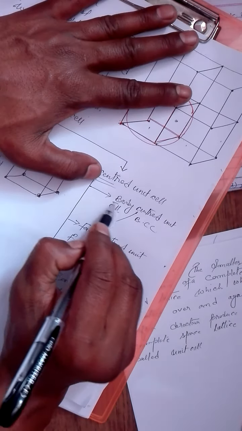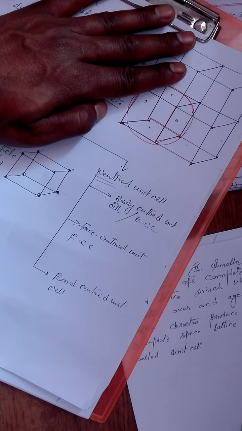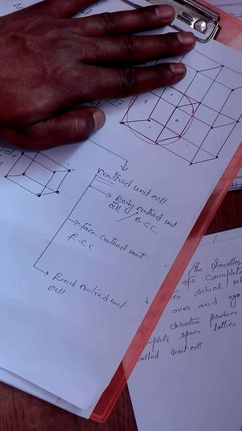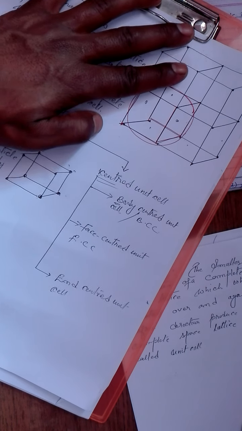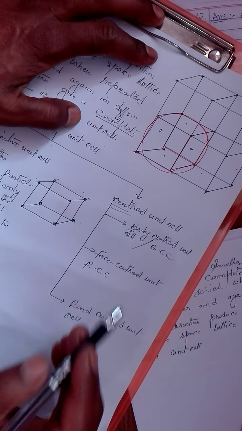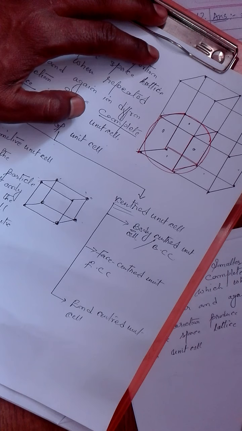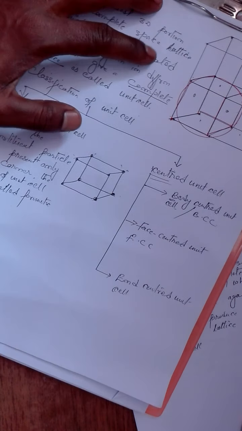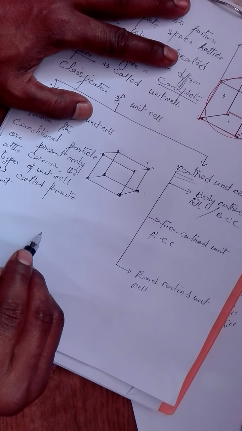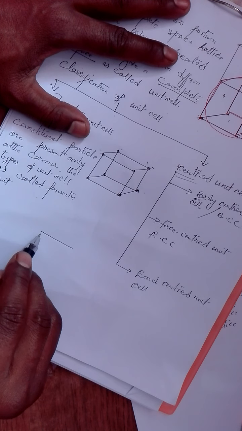Alright, let's try to find out what type of unit cell is called a body-centered unit cell, what type of unit cell we will be calling face-centered, and so on. Right? Okay, I'll take this example here. I'll draw one unit cell.